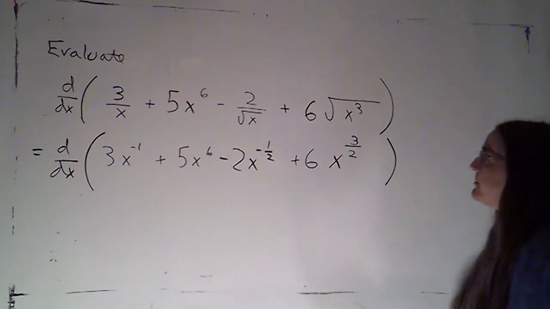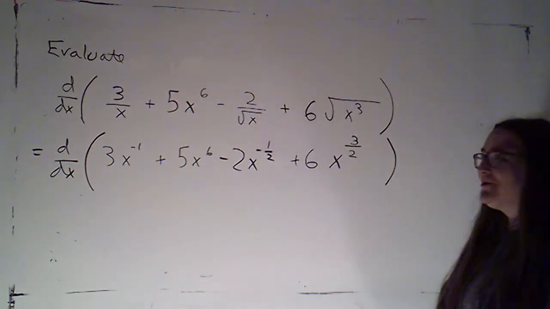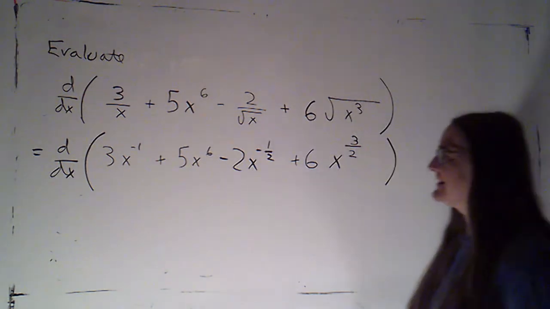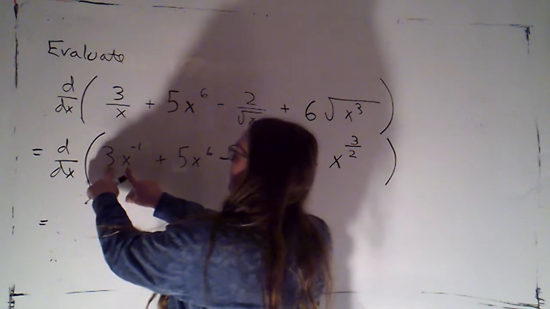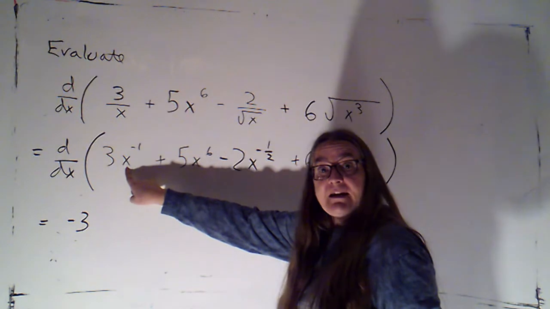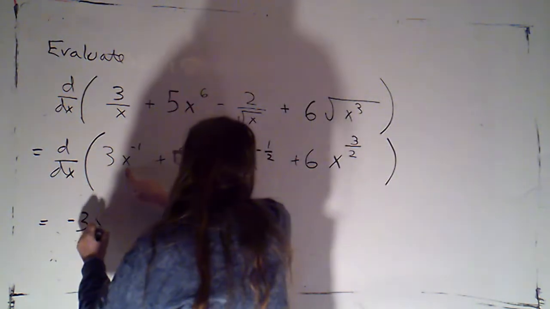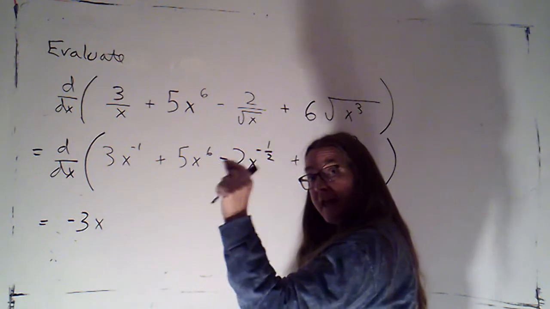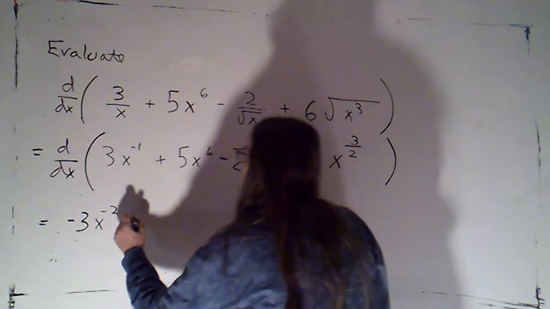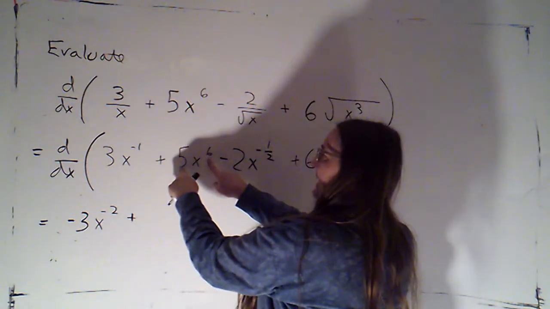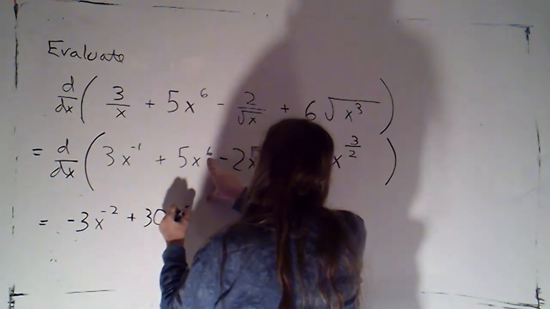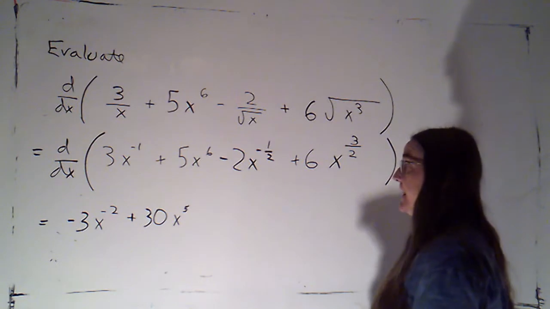All right, now that we've rewritten all of our terms, we can go through and just apply the constant multiple rule, the power rule, and then the sum and difference rule. So here, I'm going to take that negative 1, bring it down, multiply it by the coefficient that's already there. So I get a negative 3. X to the 1 less power. So negative 1 minus 1 becomes negative 2. Plus, bring that 6 down, multiply it by the 5 that's already there. So I get 30. X to the 1 less power is x to the 5th.